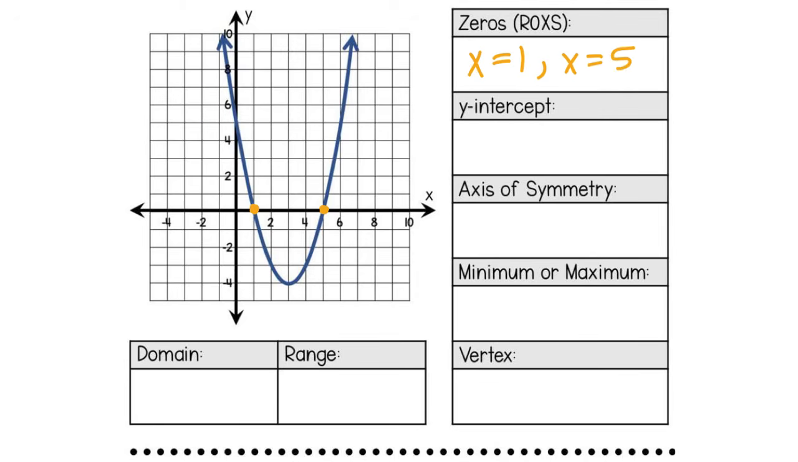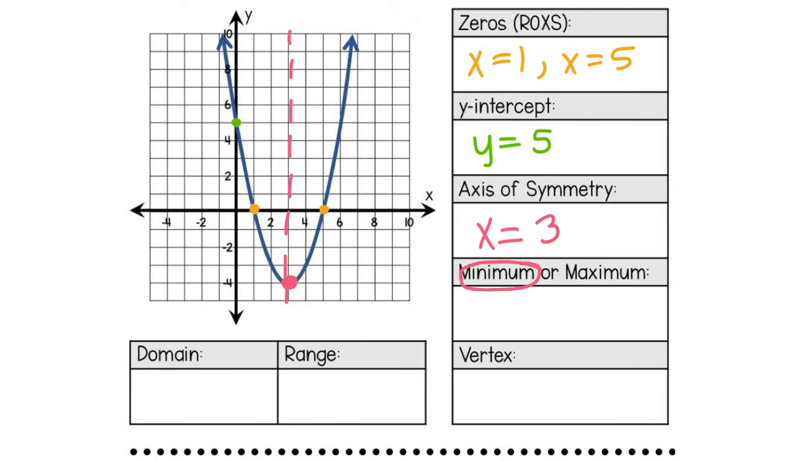Okay, y-intercept. So y-axis, look to see where it crosses. And it's crossing at y equals 5. Axis of symmetry. If you were to cut it down the middle, where would that line land? And it's always going to be x equals, and if you look at your x-axis, 3. Minimum or maximum. Since this is at the very bottom, this is a minimum.